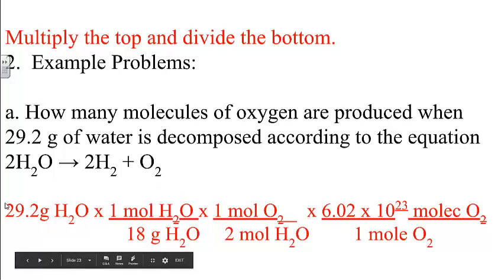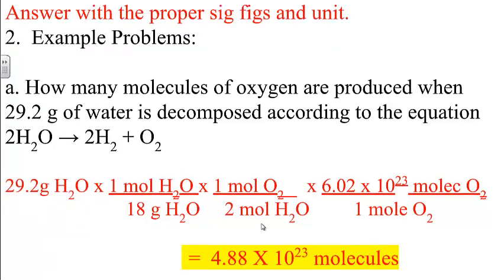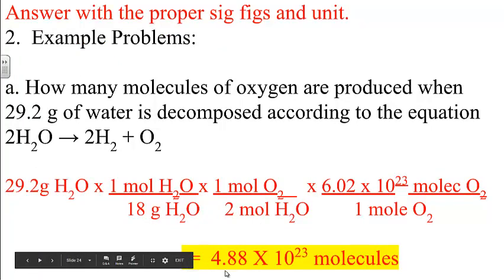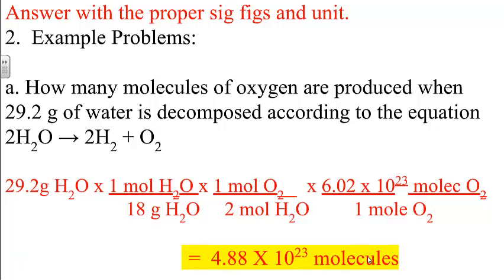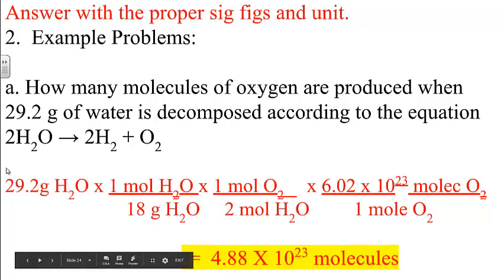Okay, we multiply by everything on top, divide by everything on bottom. So we're going to do 29.2 times 1 divided by 18 times 1 divided by 2 times 6.02 times 10 to the 23rd divided by 1. Of course, we know that we can skip the 1s. Try this out for yourself, but you should end up with 4.88 times 10 to the 23rd molecules, and that's just of oxygen. Again, make sure you pay attention to significant figures. Since there's 3 significant figures in 29.2, you want 3 significant figures down here.